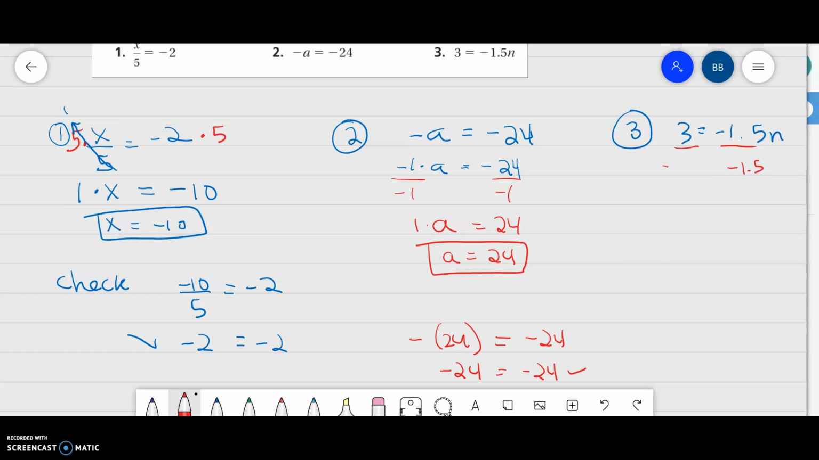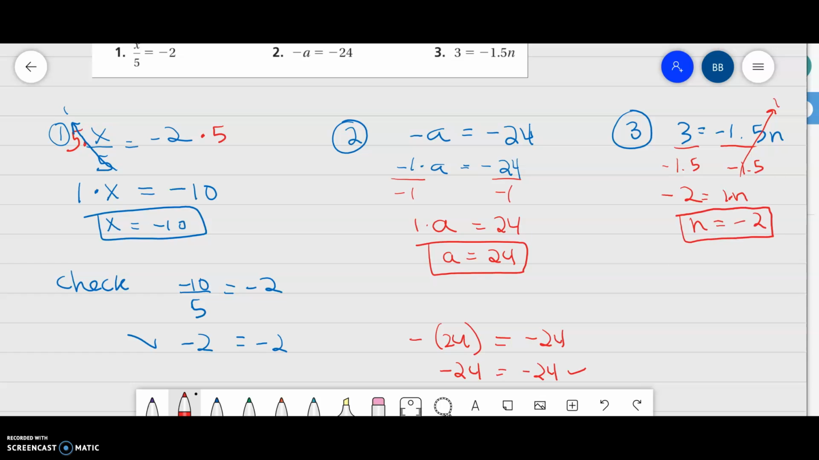So I'm going to divide the left-hand side by negative 1.5. Well, negative 1.5 divided by negative 1.5 equals 1. So this turns into 1 times n is 3 divided by negative 1.5. So that's going to be a negative 2. So n equals negative 2.